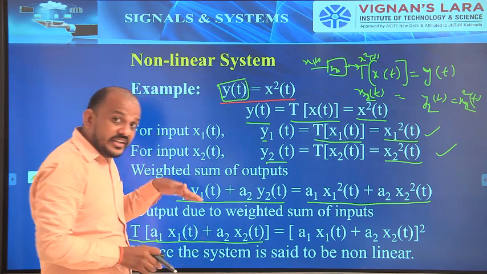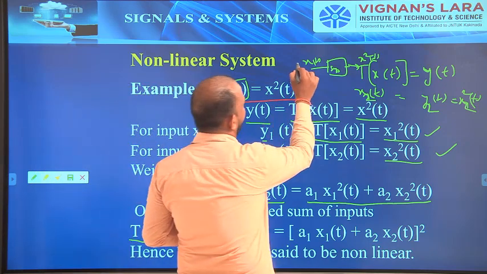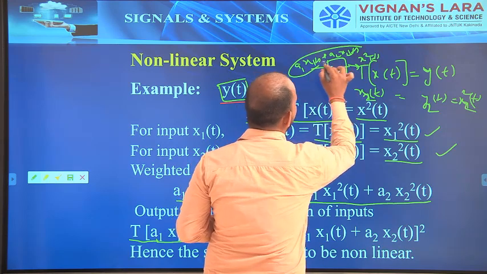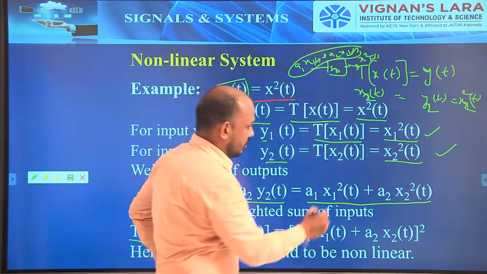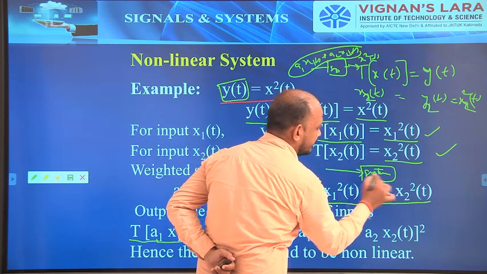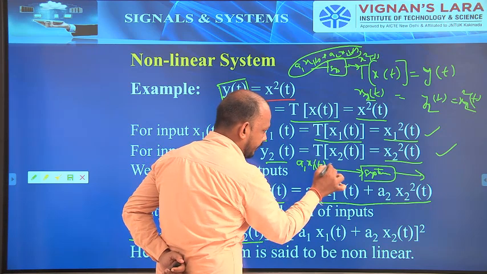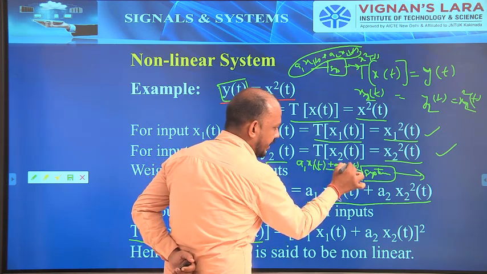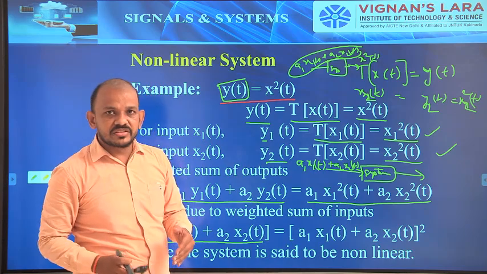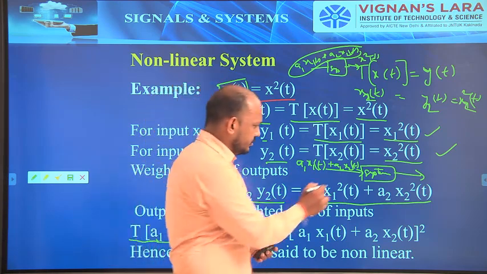Here the input is the weighted sum of the inputs, that is a1 x1 of t plus a2 x2 of t. So this complete signal, a1 x1 of t plus a2 x2 of t, is given as input to the system. So this is the important point. If you understood that point, then the whole concept is very easy. So here the input is a1 x1 of t plus a2 x2 of t. So concentrate on this point. What will the system do? The system will square the value, that is, the input signal is multiplied with itself again. So this is the input signal.